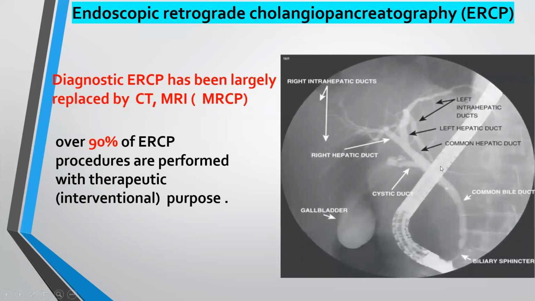ERCP: diagnostic ERCP has been largely replaced by CT and MRCP. Over 90% of ERCP procedures are performed for therapeutic interventional purposes, and it is rarely used for diagnosis, except in cases where MRCP is unsuitable for the patient. As we see here, this is the endoscope, and the catheter is introduced through the biliary sphincter into the common bile duct, and the contrast is injected to delineate the biliary system.